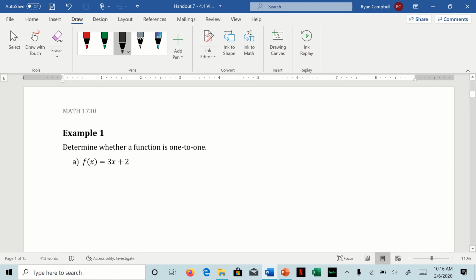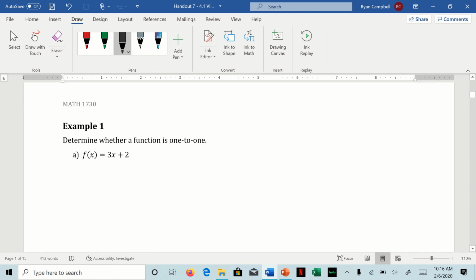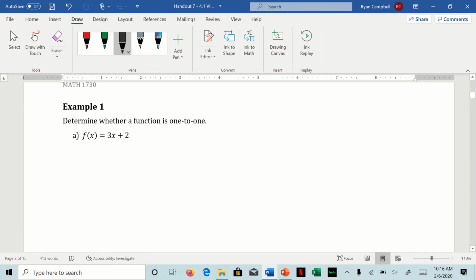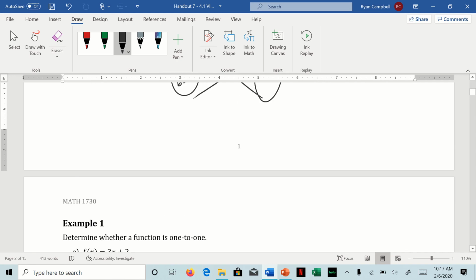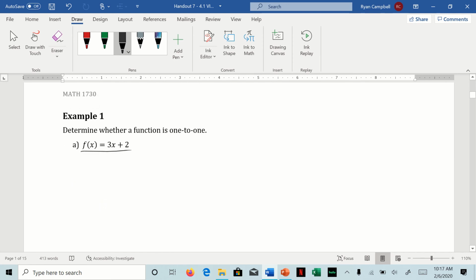So we can talk algebraically about what that actually means. And I will let you know that typically rule number 2 is the one that we use for this one-to-one definition. So let's determine whether a function is one-to-one. Let's say f of x is 3x plus 2. Essentially what we do is assume f of a equals f of b. And if it's one-to-one, we want to show that A equals B. So that's eventually what hopefully we'll show if it ends up being one-to-one.